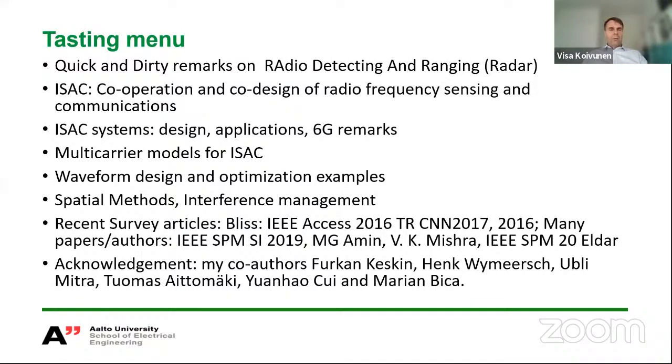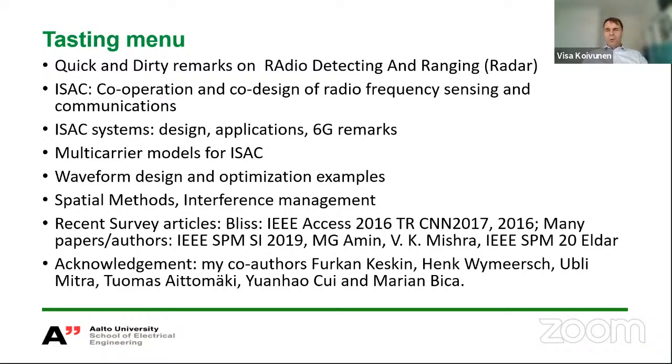Then I'll provide some waveform design and waveform optimization examples for the dual-function systems, and also address topics related to interference management and spatial methods using multi-antenna systems in this type of application.